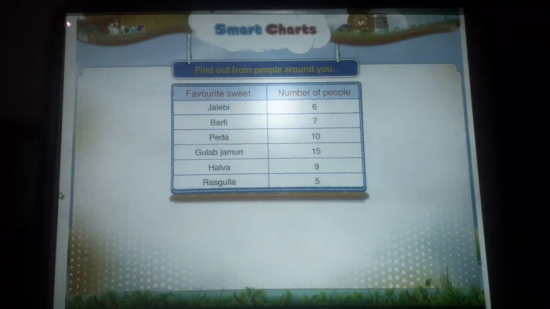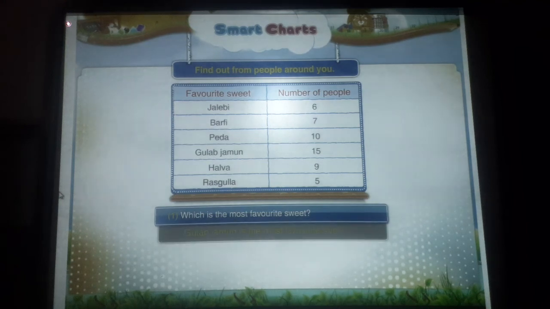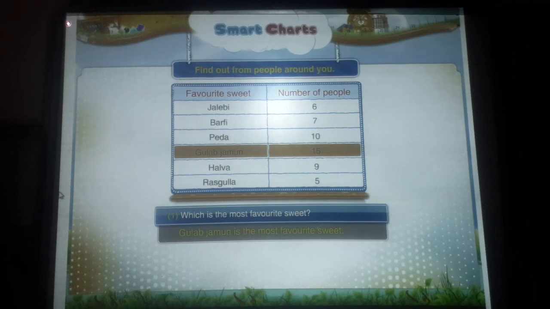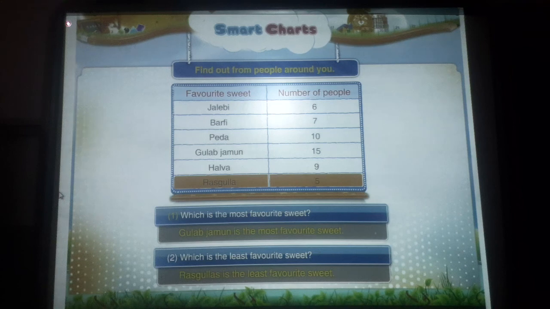From this table, answer the following. 1. Which is the most favorite sweet? Gulab jamun is the most favorite sweet. 2. Which is the least favorite sweet? Rasgullas is the least favorite sweet.